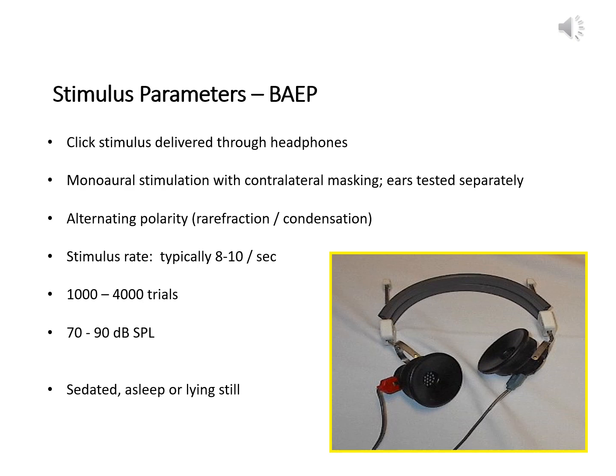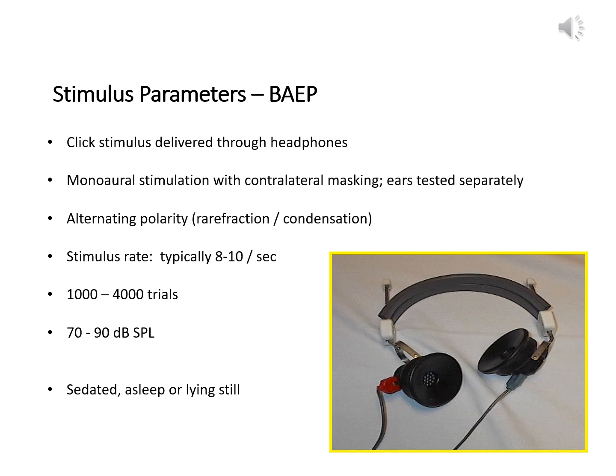The click is something called an alternating polarity click, which we will discuss in more detail in the module on stimuli. And then the clicks are presented typically 8 to 10 per second. There are 1,000 to 4,000 trials, so there's a lot because it's a very small response. And then typically the stimuli are presented between 70 to 90 decibels, SPL or sound pressure level. And we'll talk more about sound pressure level and other hearing scales in the module on stimulation.